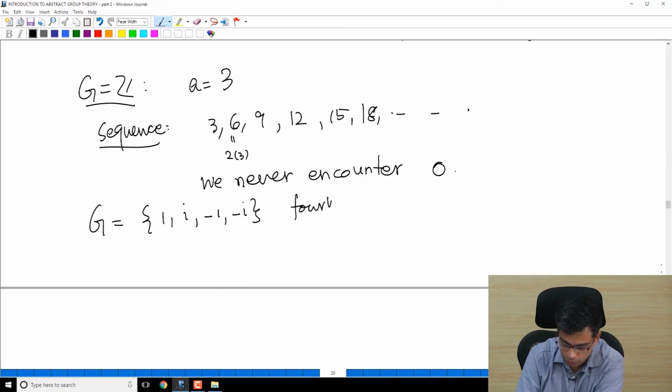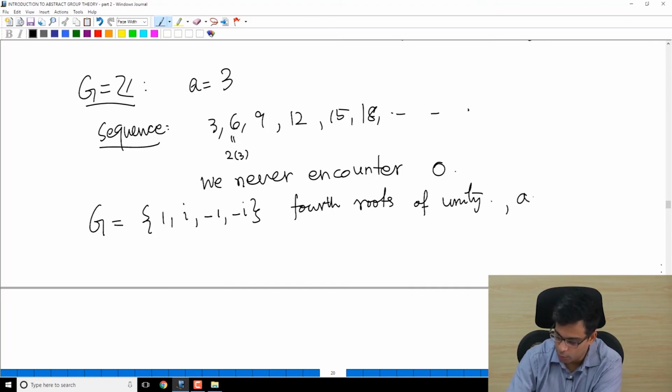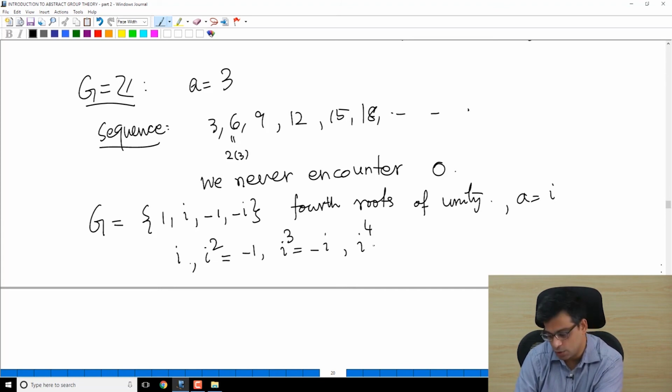the fourth roots of unity that we encountered before, and you take a to be I. So you start with I, then you take I squared, which is minus 1, then I cubed, which is minus I, but then once you come to I power 4, it is 1.